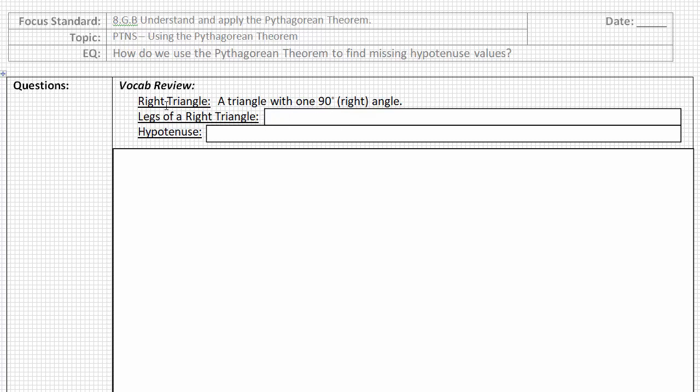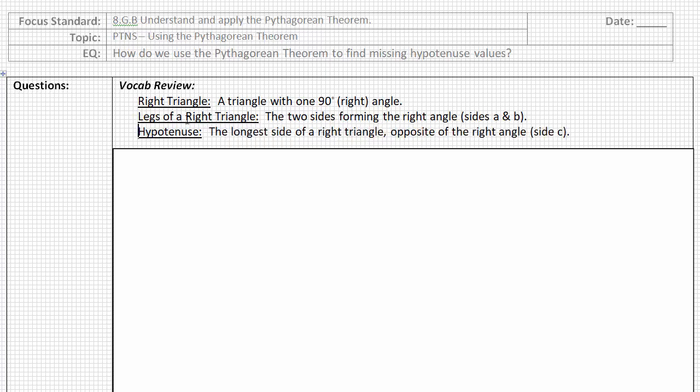When we're using the Pythagorean theorem, we have to be able to identify the different sides of the right triangle. When we're talking about the legs of the right triangle, we're talking about the two sides that form the right angle. And in the Pythagorean theorem, these are referred to as sides A and B. Finally, we need to know about the hypotenuse. The hypotenuse is the longest side of a right triangle. It is always opposite of the right angle, and in the Pythagorean theorem, it is used as side C.